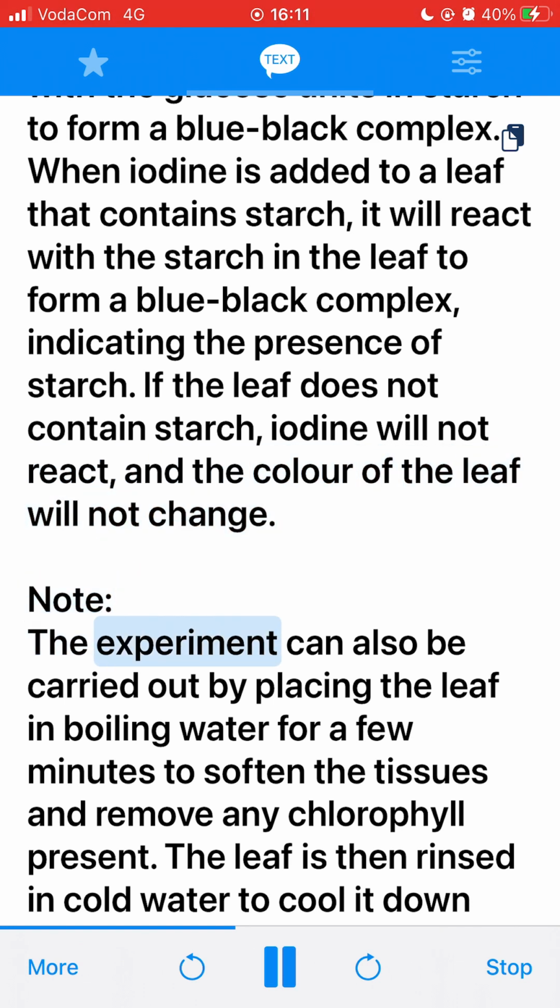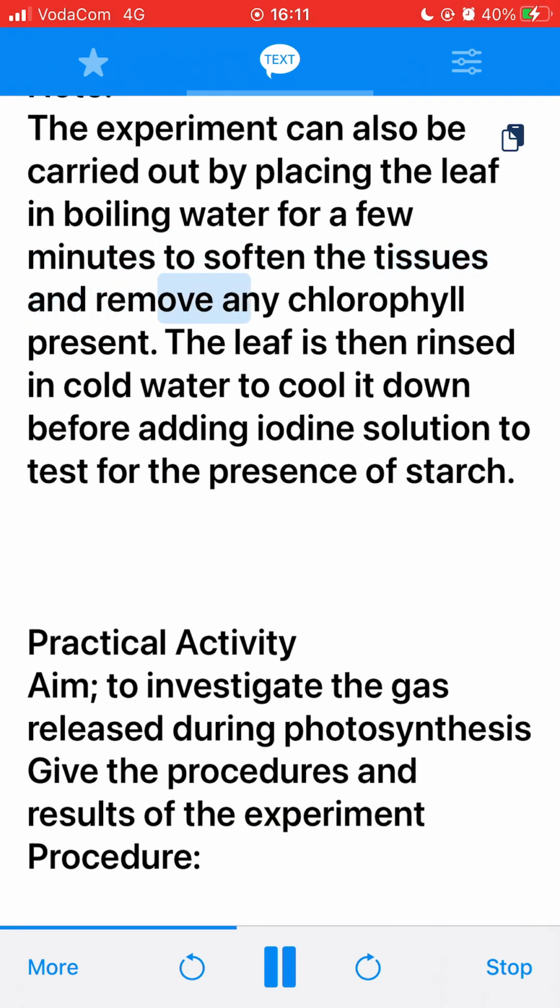Note: the experiment can also be carried out by placing the leaf in boiling water for a few minutes to soften the tissues and remove any chlorophyll present. The leaf is then rinsed in cold water to cool it down before adding iodine solution to test for the presence of starch. Practical activity.